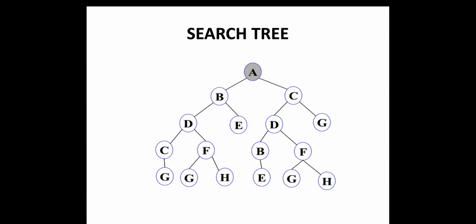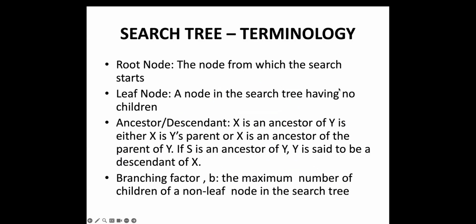So now let me quickly give you some of the definitions that you will meet as we talk about searching in artificial intelligence. The first term that you'll find is the root node. The root node is the node from which the search starts, so the initial state or the initial node.